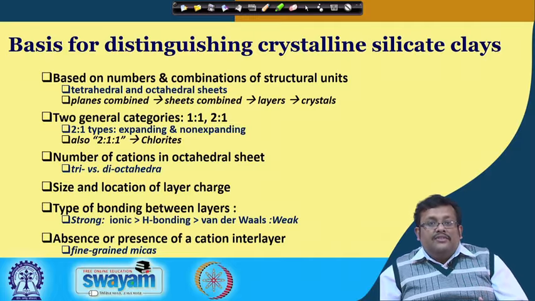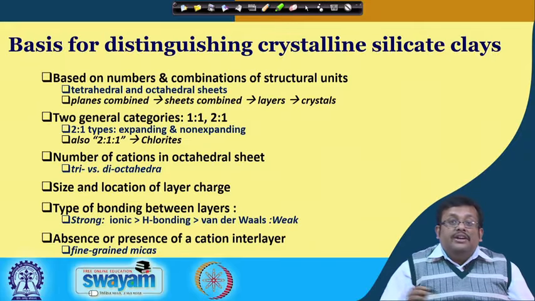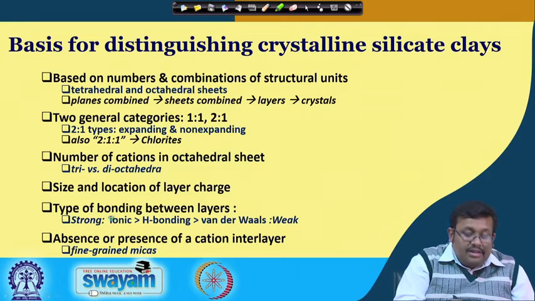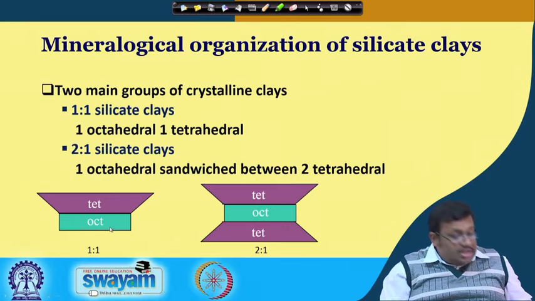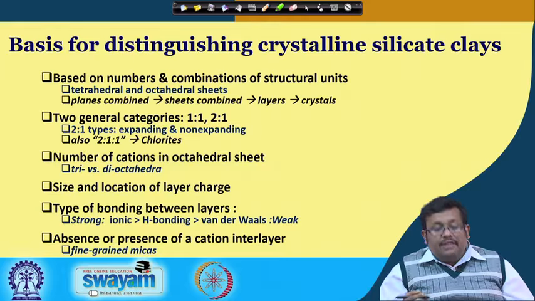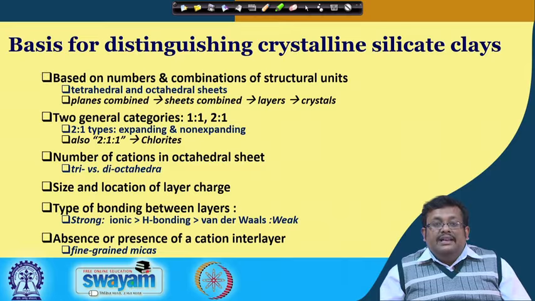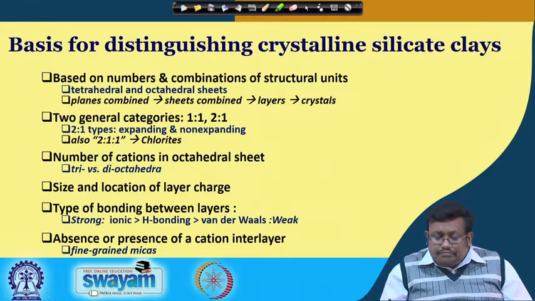Then size and location of layer charge, and then type of bonding of layers. Obviously, remember that different types of bonding occur between the layers. Ionic bonding has the most strength, followed by hydrogen bonding and then van der Waals force, which is very weak in nature. And obviously, we can distinguish crystalline silicate clays based on the presence or absence of a cationic interlayer, like in the case of fine grained mica or illite. We will discuss that later.